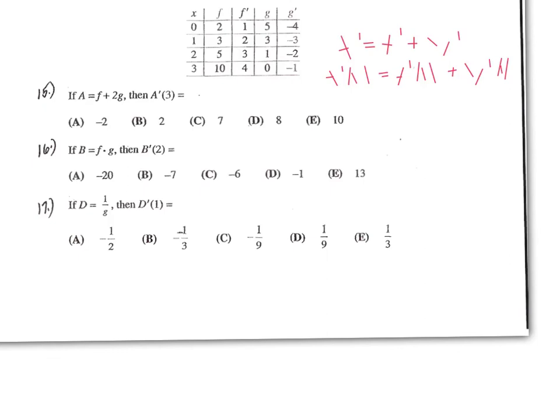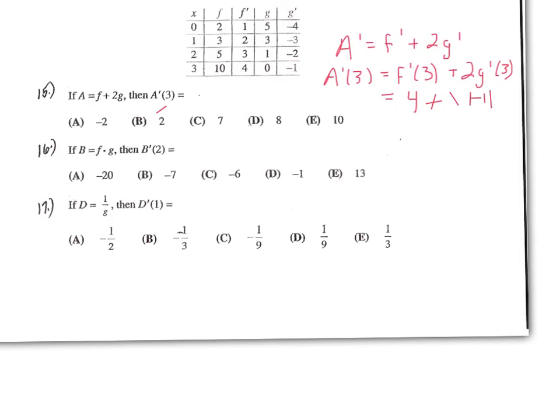So it looks like that f prime of 3 is 4, just by looking at the chart. Here's 3, and here's f prime. And g prime of 3 is negative 1. So that'll be 2 times negative 1. So my answer will be B, 2.